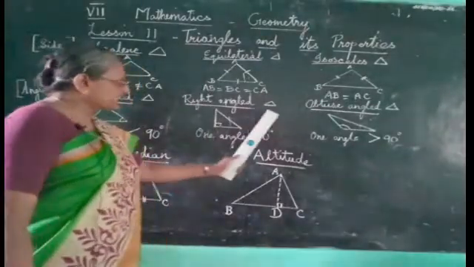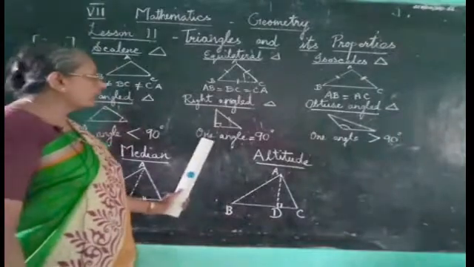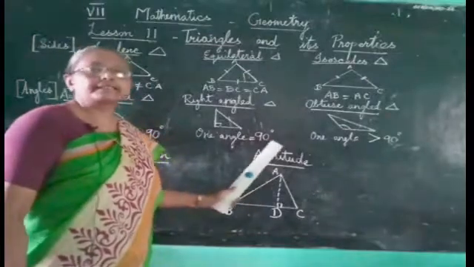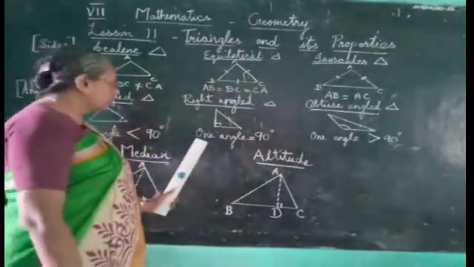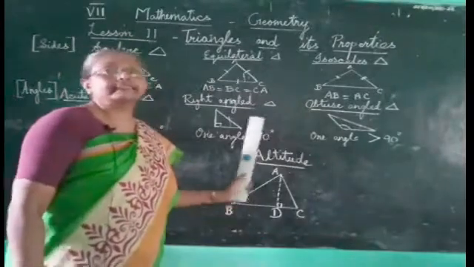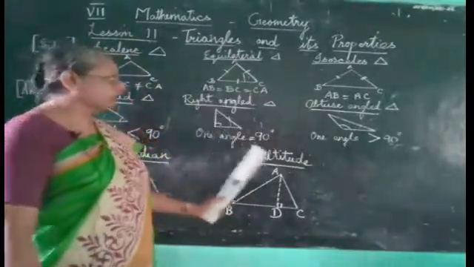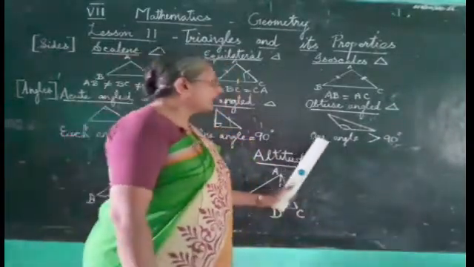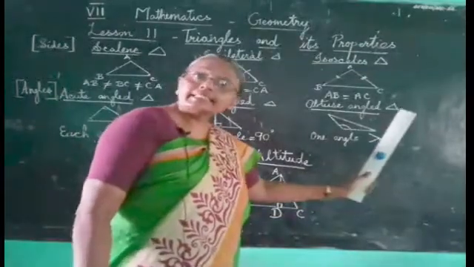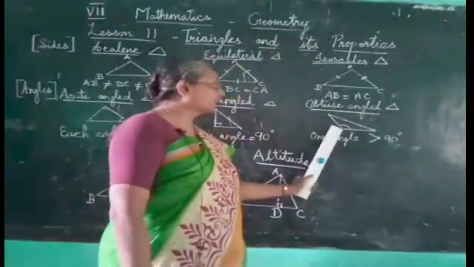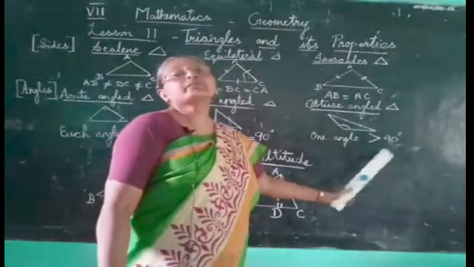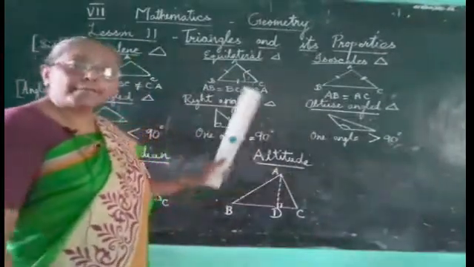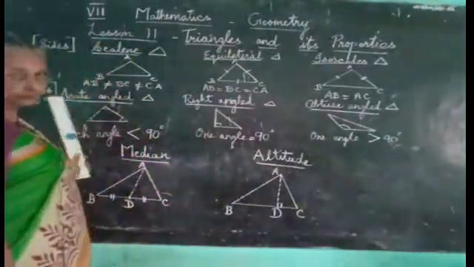Next one is right angle triangle. What is a right angle triangle? If any one angle is equal to 90 degrees, then it is a right angle triangle. Next one, obtuse angle triangle. What is an obtuse angle triangle? When any one angle is greater than 90 degrees, then it is an obtuse angle triangle. So these are the types of triangles based on the angles.